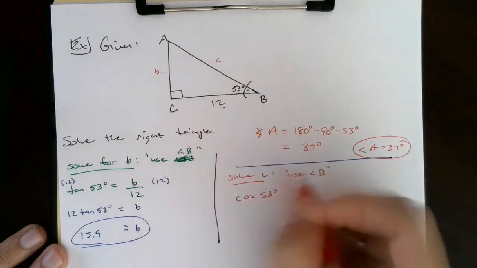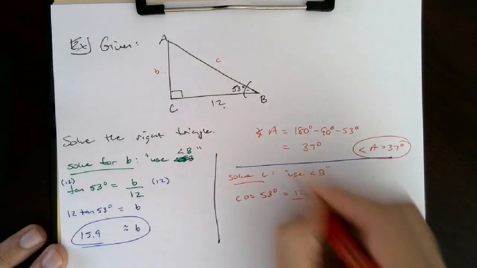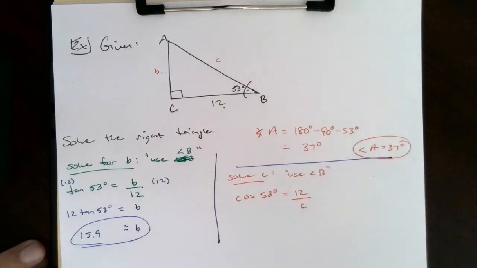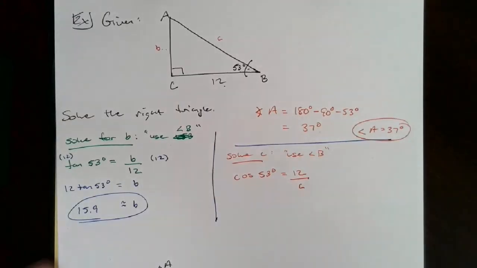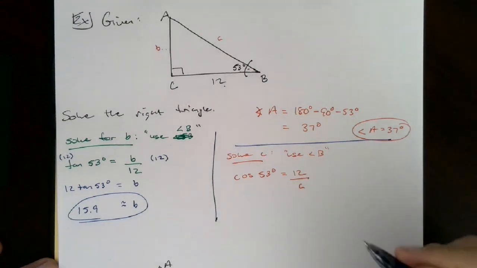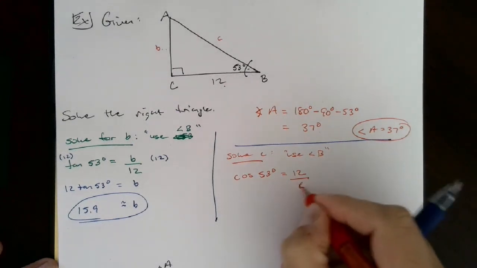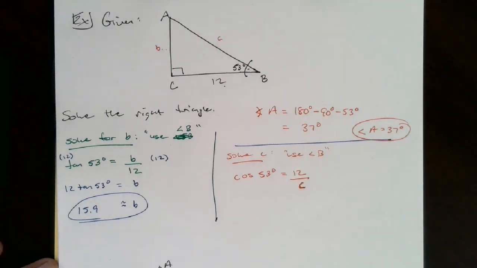And that's equal to the adjacent, which is 12, over the hypotenuse, which is what I'm trying to find. Remember, you have to use a side that you know and a side that you don't know when you set this up. So cosine 53 equals 12 over c. This is adjacent over hypotenuse. That's how we figured this out. Make sure you know that's a c there. It looks a little bit like an a.